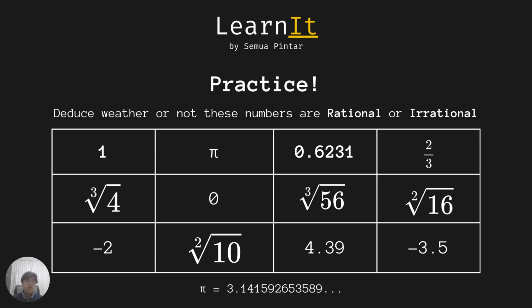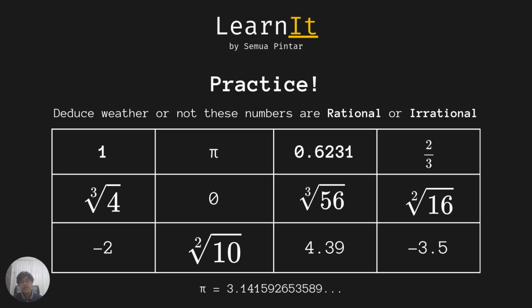Alright, so first, 1 is a rational number, as we can express 1 as a fraction of 1 over 1. Next is pi. Pi is actually an irrational number, because pi is a never-ending decimal, meaning that we cannot convert pi into a fraction, so it is irrational. Next, 0.6231, we can convert that into a fraction of 6,231 over 10,000, which is the ratio of two integers, which is a fraction, which is rational.